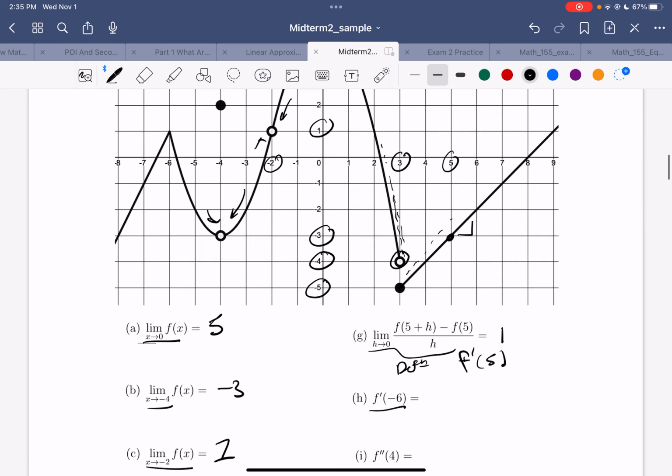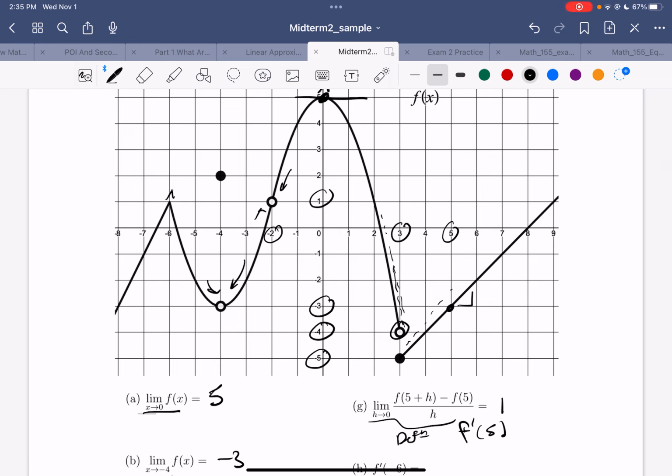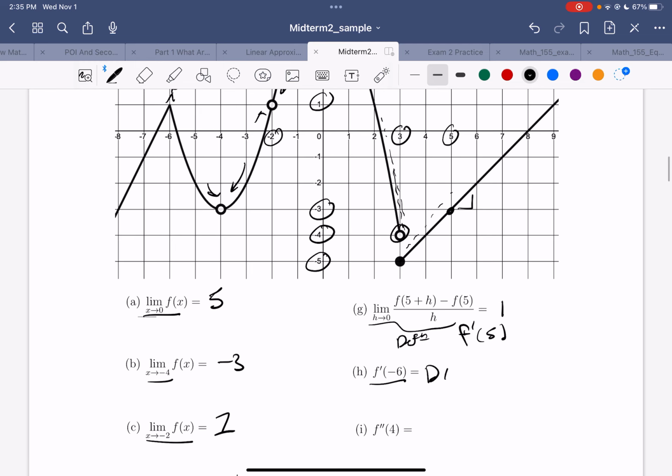All right, f prime at -6. Well, if I was standing right here, gosh, I'd really have to maintain some balance. And if someone said, what's the slope under your feet? I'd say, I don't know. I'm at this weird corner thing. And yeah, the slope is not well defined. It just doesn't exist there, okay?